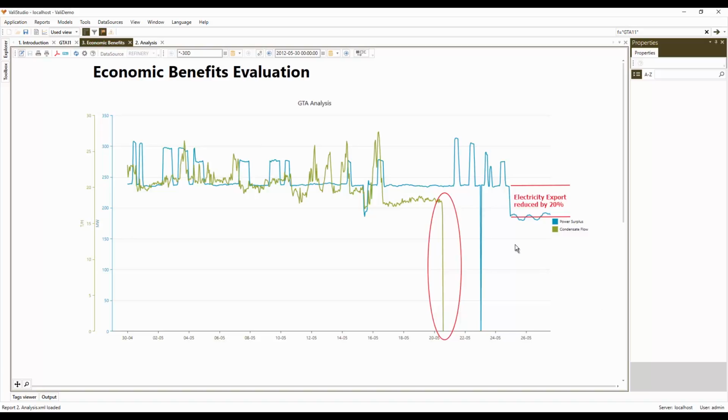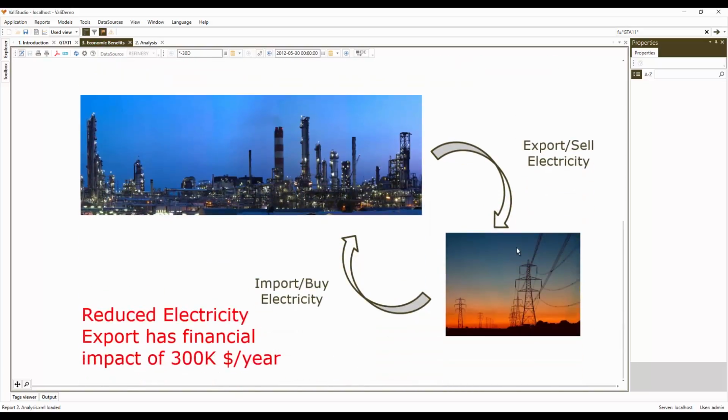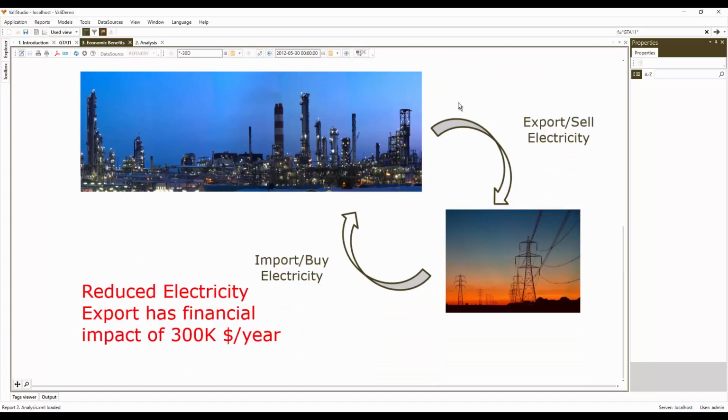This drop in electricity export back to the grid has been evaluated by the customer at a given price. To understand this, we have to realize that the refinery is connected to the public electricity grid, so there are long-term selling and buying prices fixed between the refinery and the electricity grid operators. The financial impact of this reduced electricity production on site has been evaluated by the refinery operators in the order of $300,000 per year.